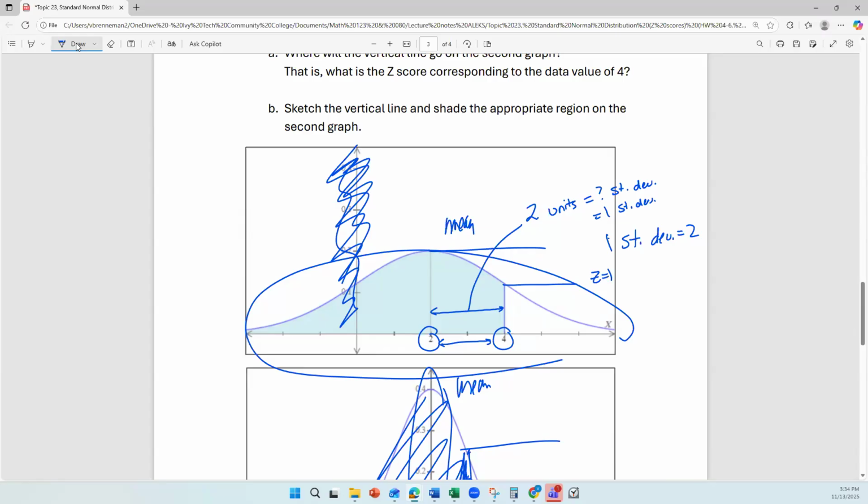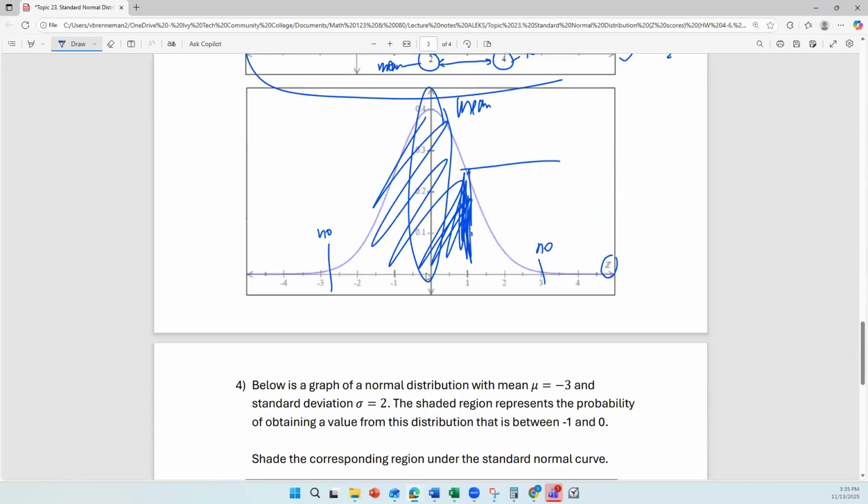Now you can also use the z-score formula. The z-score is the data value, so that's 4, minus the mean, 2, divided by the standard deviation, 2. 4 minus 2 is 2, divided by 2 is 1. So that is where my line is going to go, at 1. You're going to click to place the line, and you're going to click anywhere on this side of the line to shade. There'll be 2 different tools. Should be pretty straightforward.